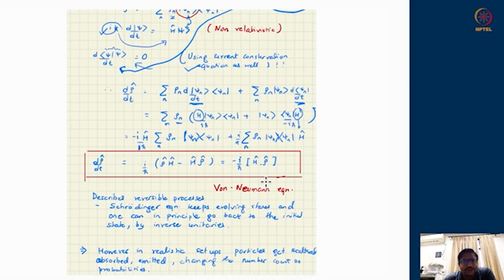Now this is for unitary process as long as the Hamiltonian is completely Hermitian. This describes the dynamics of reversible processes. The Schrodinger equation keeps evolving the states under unitary time evolution, and whatever state you land up on at the final time, in principle you can do an inverse unitary transformation and get back the state which you started with. So this is a reversible process. It conserves the probability and therefore it is reversible.